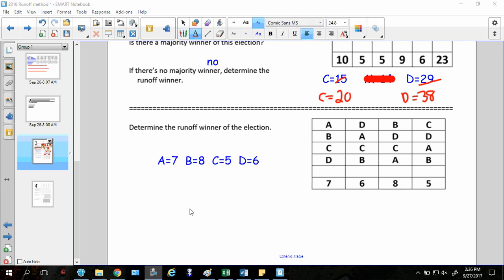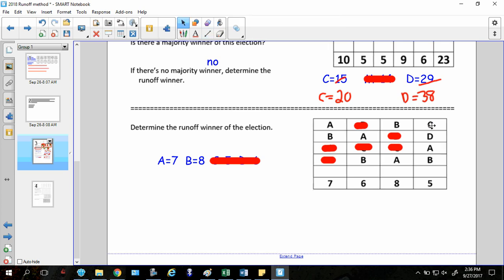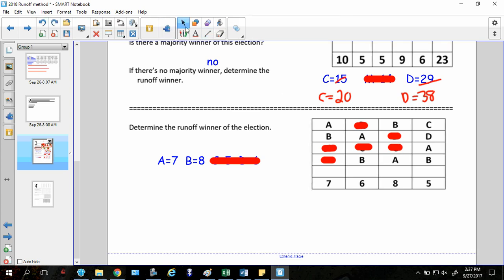All right, so those are my scores to begin with, and I'm going to go ahead and knock out my two lower scores, which in this case are C and D. So that means C and D are being eliminated from my preference schedule. C and D, and C and D. Let me try this again. C and D are being eliminated.